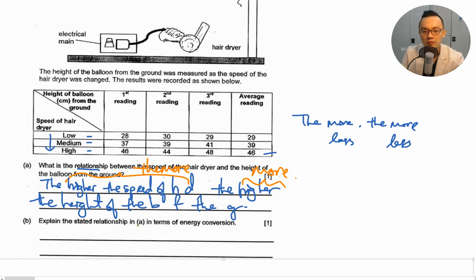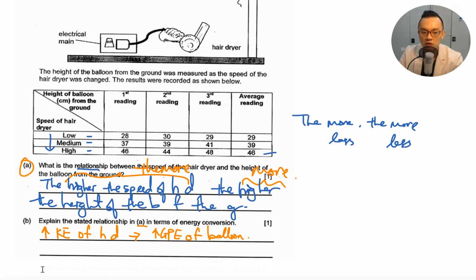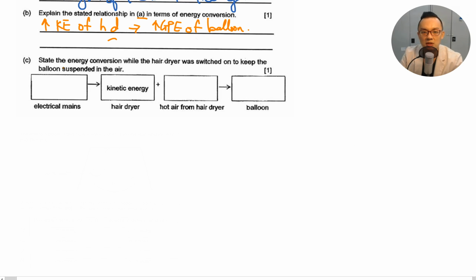Explain the stated relationship in A. A is this one. In terms of energy conversion, greater KE of the hair dryer will lead to greater gravitational potential energy of the balloon. Alright, so that's the energy conversion. The kinetic energy of the hair dryer is converted into the gravitational potential energy of the balloon to keep the balloon suspended in the air.